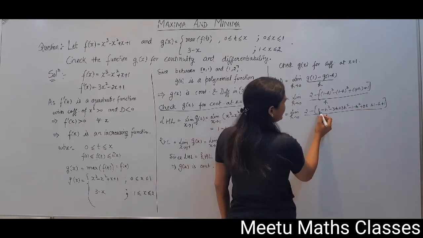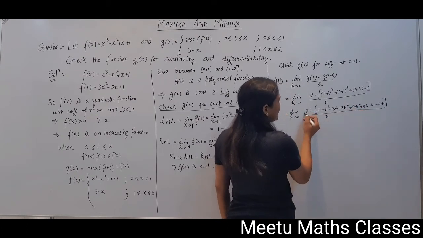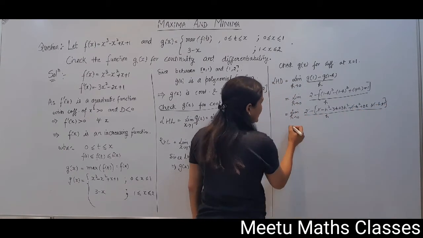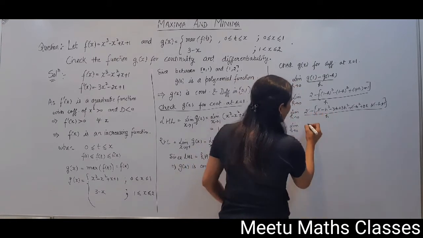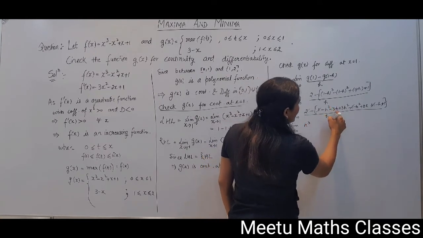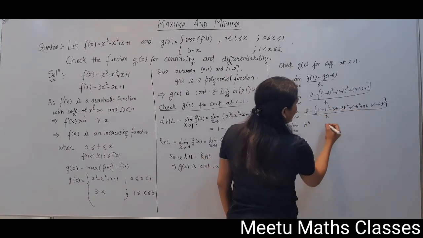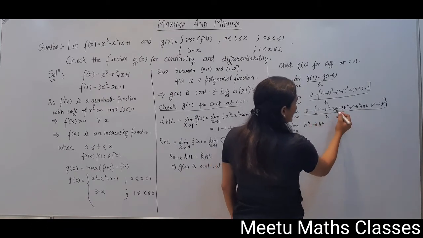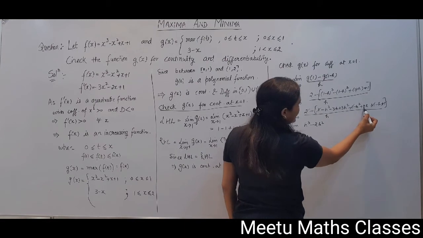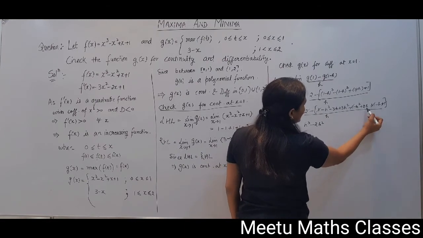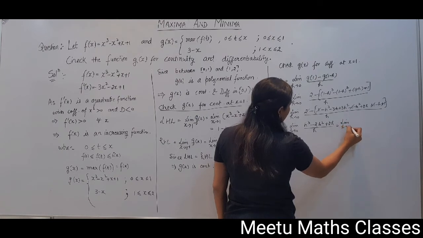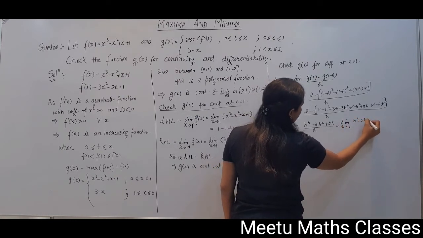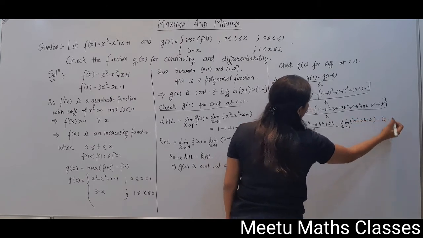Now plus 1 and minus 1 will cancel out, and 2 and minus 2 will also cancel out, and you are left with limit h tends to 0 of h cube. The h square terms give 2h square, so minus 2h square. Now the h terms give minus 3h minus 4h plus 2h, upon h, and this can be written as limit h tends to 0 of h square minus 2h plus 2, and this will be equal to 2.